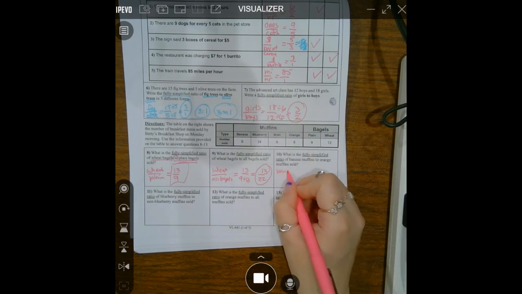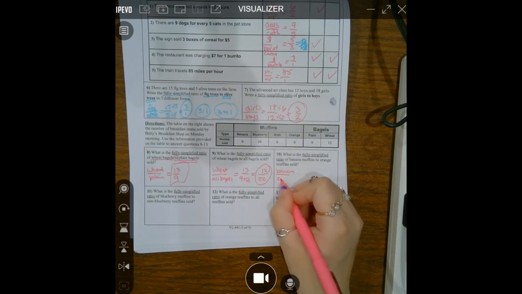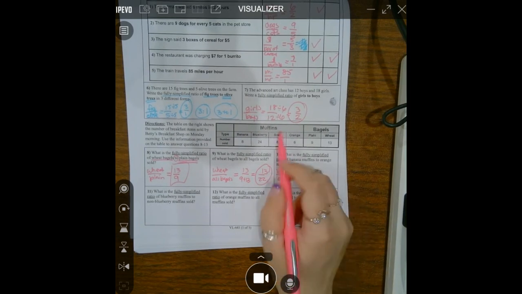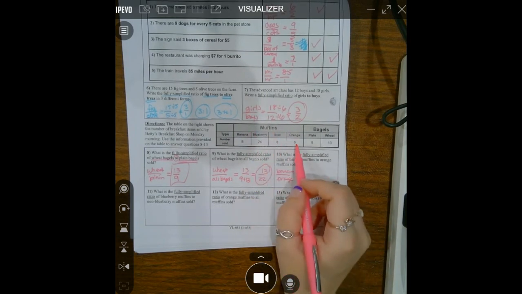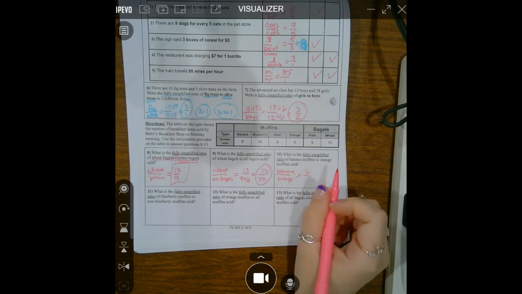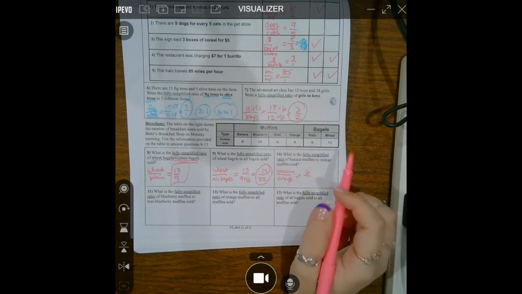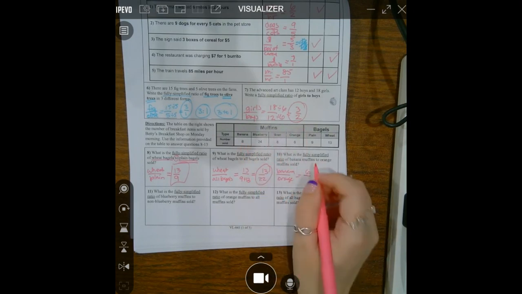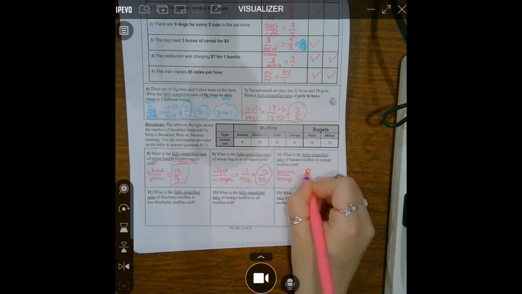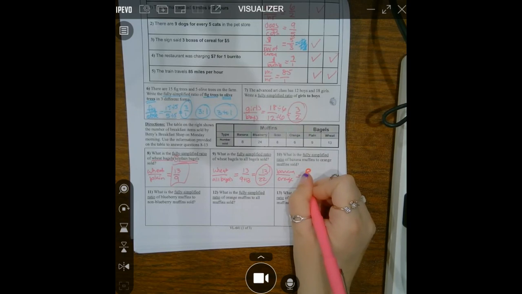So we want banana to orange. So look at the muffin section, and the orange amount was 6 muffins in that pack, and oh, nope, I messed up right here. Banana was actually 8. And orange muffins was 6.